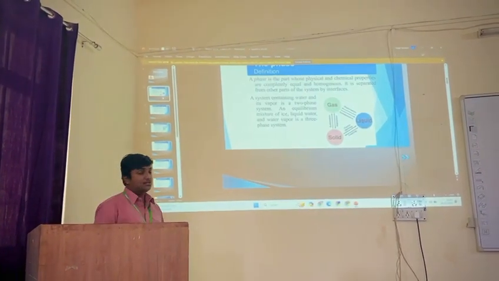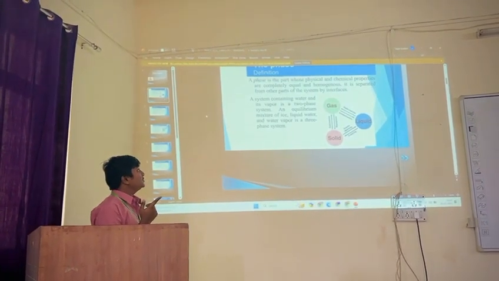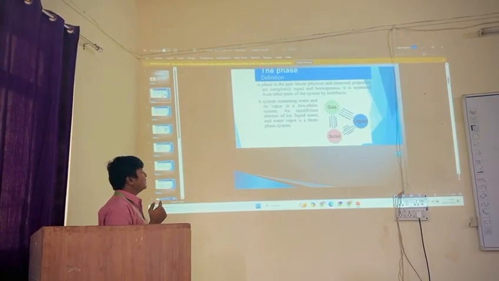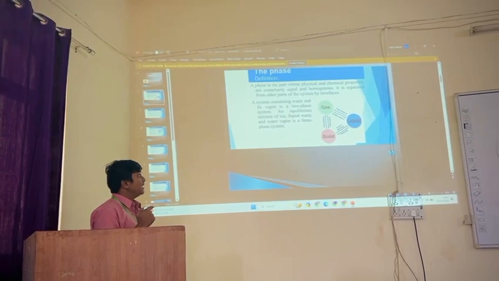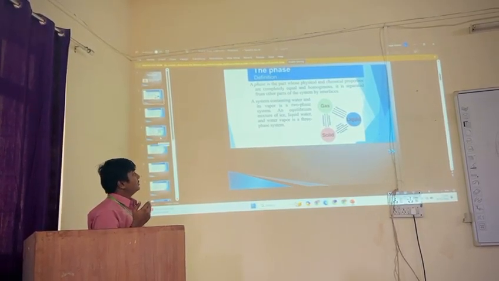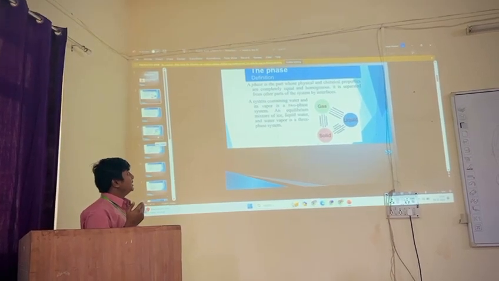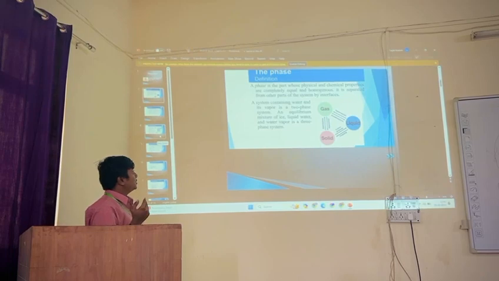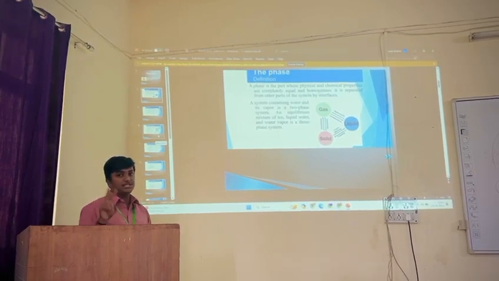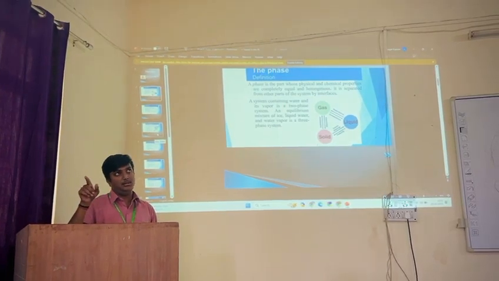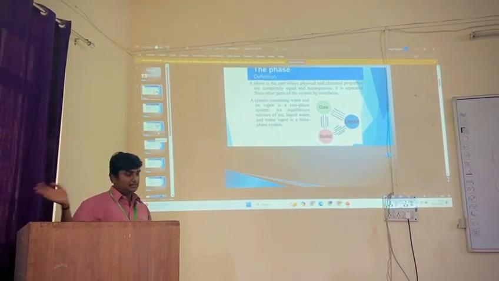First we should know what a phase is. A phase is a part whose physical and chemical properties are completely equal and homogeneous. It is separated from another part of the system by an interface. A system containing water and its vapor is a two-phase system, and an equilibrium mixture of ice, liquid water, and vapor is a three-phase system. The phase rule formula is F equals C minus P plus 2.